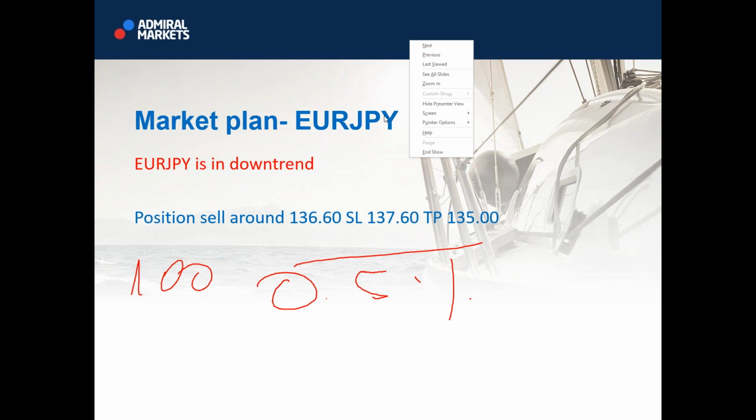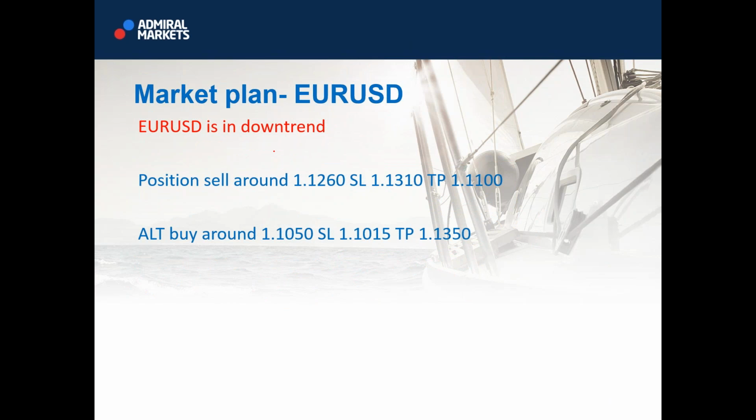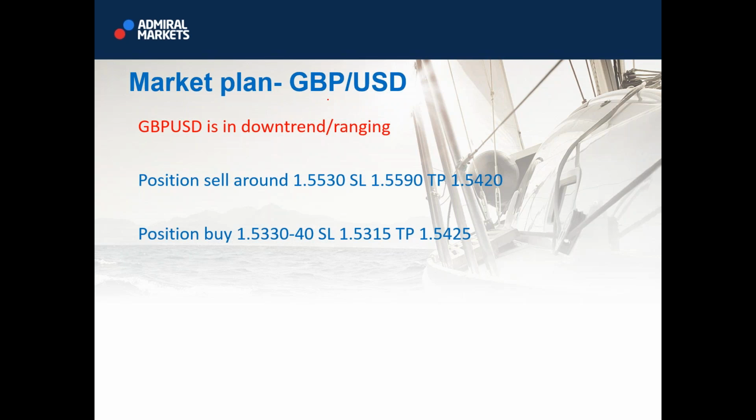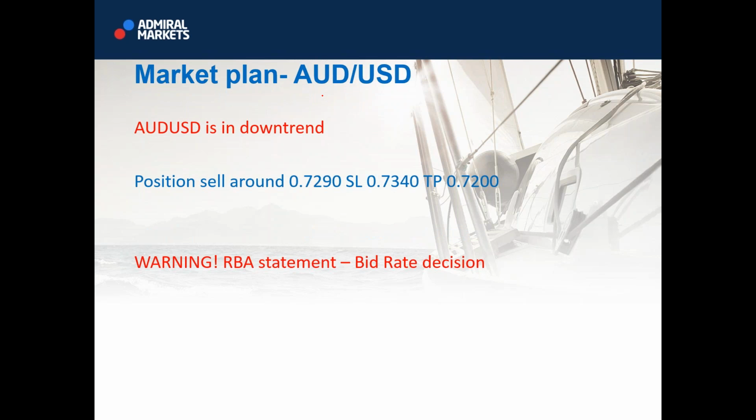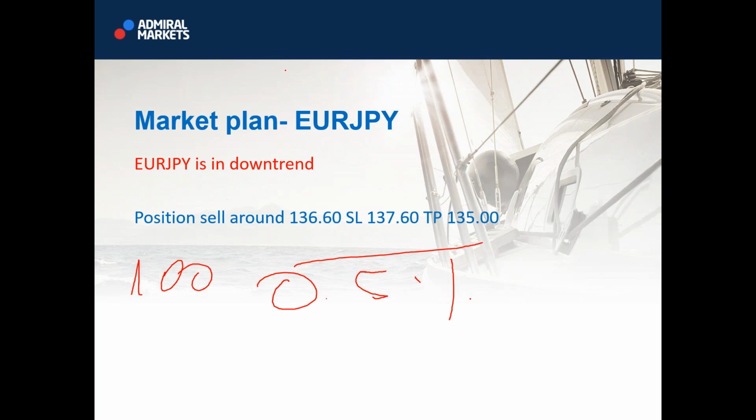So guys, this is it. You can ask me now if anything should be cleared up. I will roll through these slides again so you can snapshot them, and if anything is not clear, you can freely ask me. So this is the plan for euro dollar, this is the plan for cable, the plan for Australian dollar, the plan for dollar CAD, the plan for euro yen.